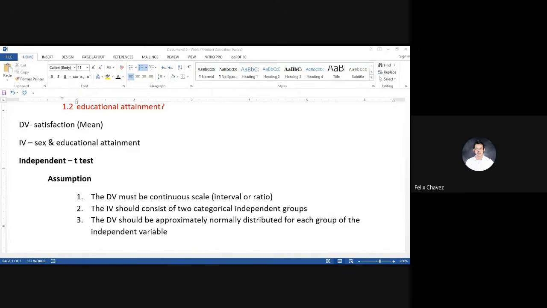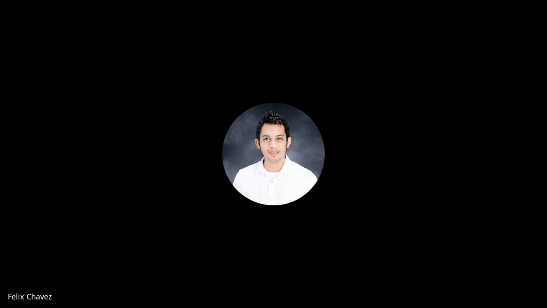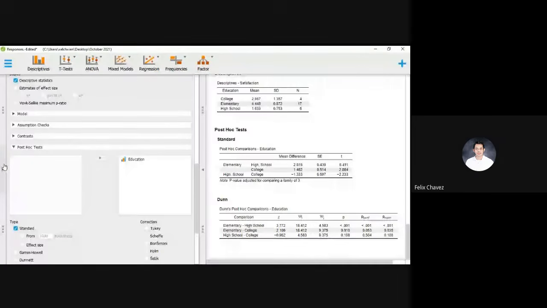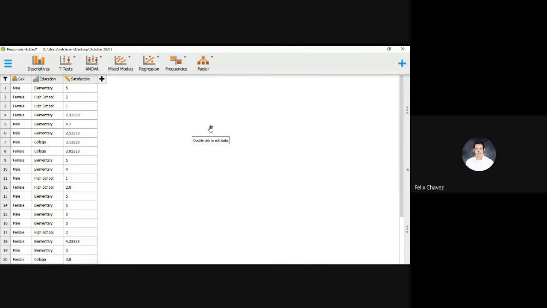So to perform the independent t-test using the JASP software, this is what you're going to do. I'll open JASP. So let's go to the data. This is our data. We have our research question: is there a significant difference in the level of satisfaction when grouped according to sex? So we have two groups here, so we can utilize the independent t-test, assuming that the data is normally distributed.